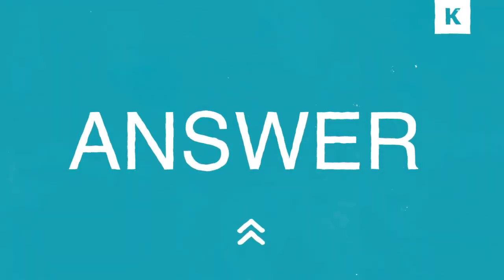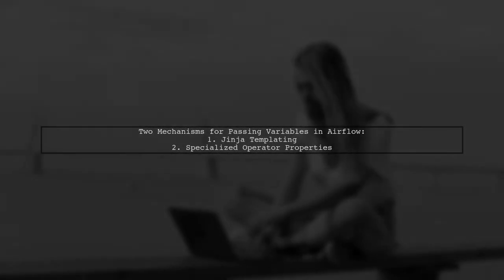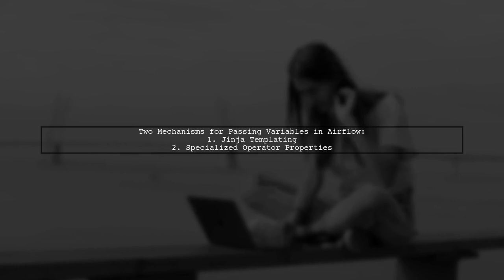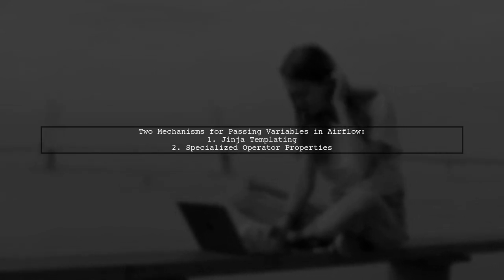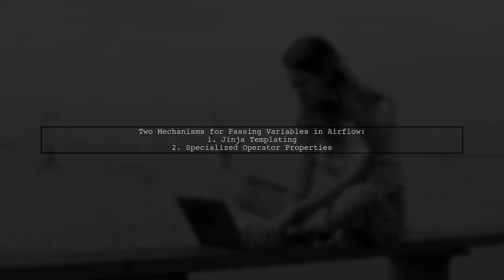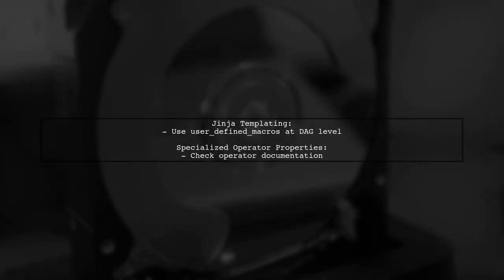Let's now look at a user-suggested answer. In Airflow, there are two main ways to pass variables: Jinja templating and specialized operator properties. With Jinja templating, you can use the user-defined macros property at the DAG level. For specialized operator properties, check the specific operator documentation.